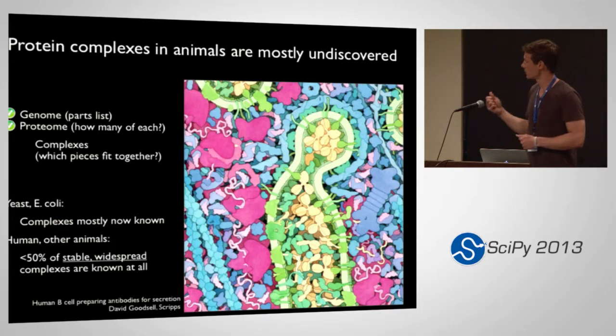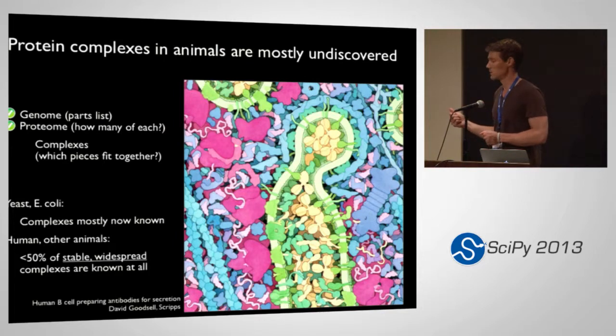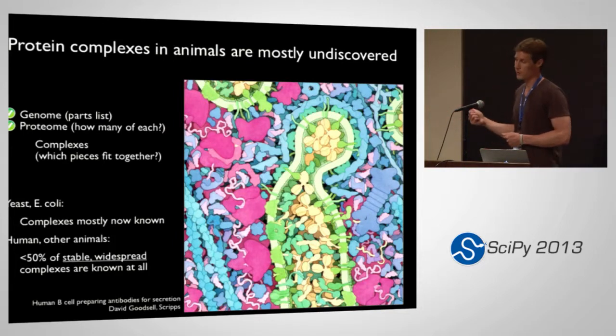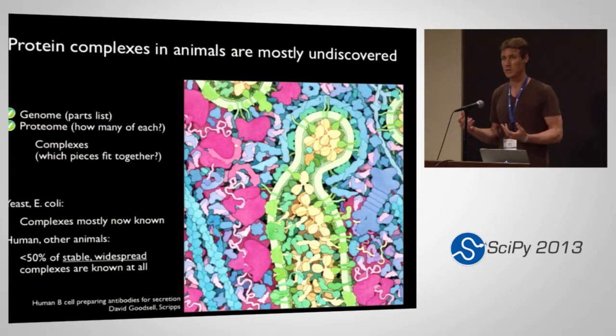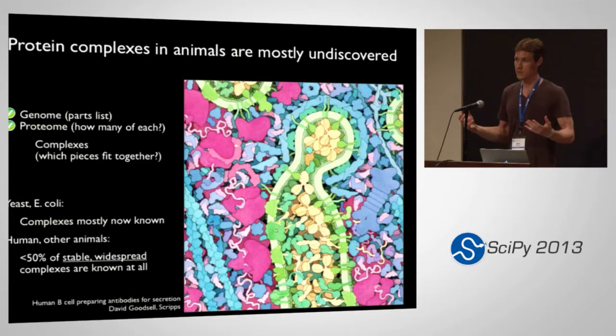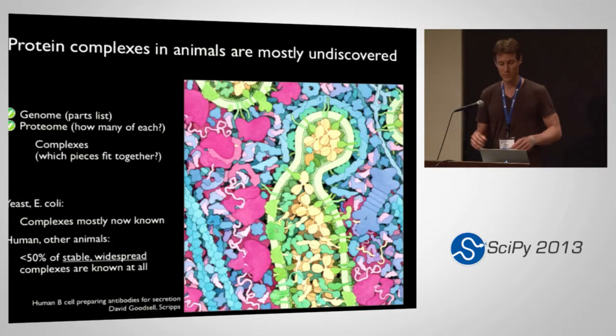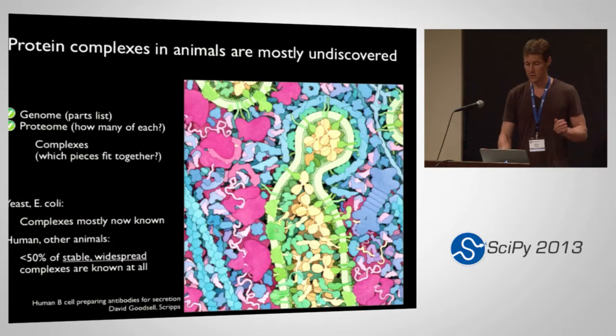So we've actually done a pretty good job at it in just recent years in yeast and E. coli. We have a long way to go in humans and other animals. We think that the vast majority of these stable protein machines are not even known, just in terms of what the proteins are that make them up, which is an important part of understanding the function of all of these genes and how biology works at this level. So that's what we're trying to do.